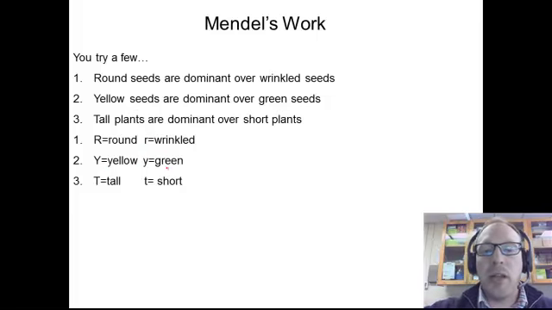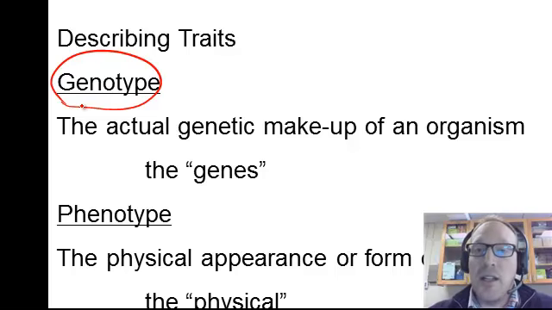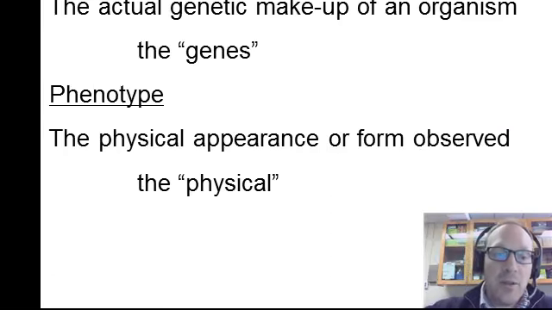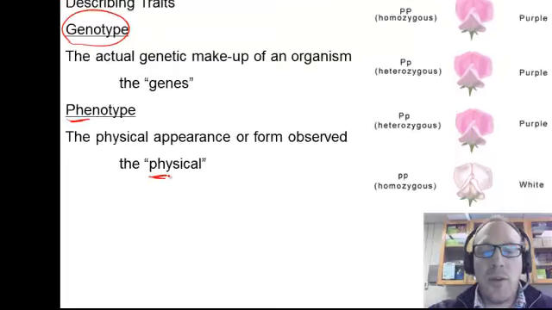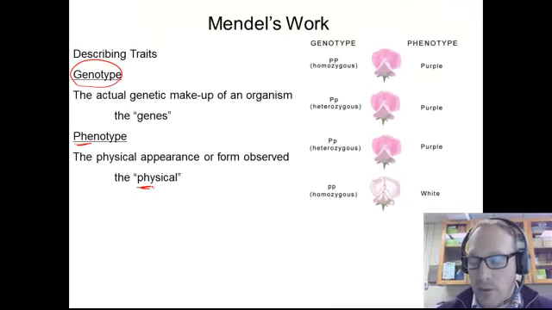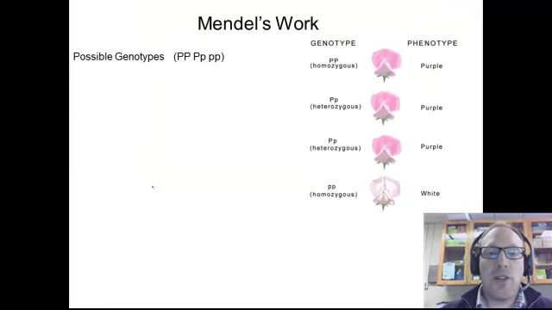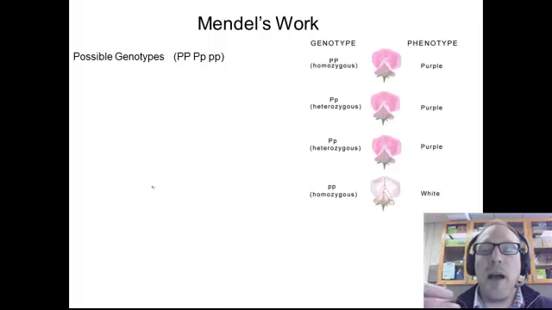We need to define this term, genotype. All right? A genotype is, of course, the actual allele combination that an organism might have. It's the type of genes that are in the genome. Phenotype, on the other hand, that's our physical characteristics. Do you see how physical and phenotype start with the same two letters? That'll help you, hopefully.